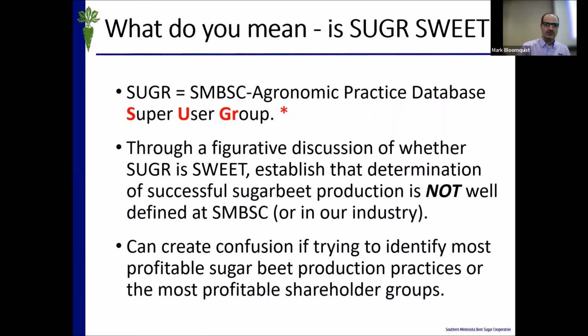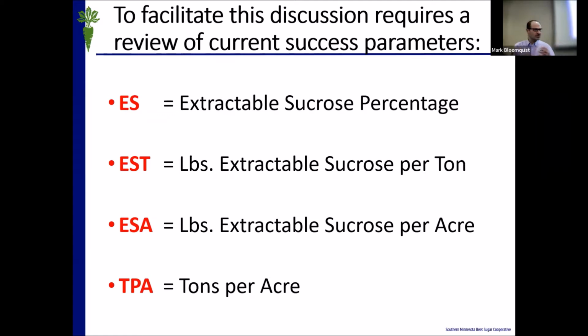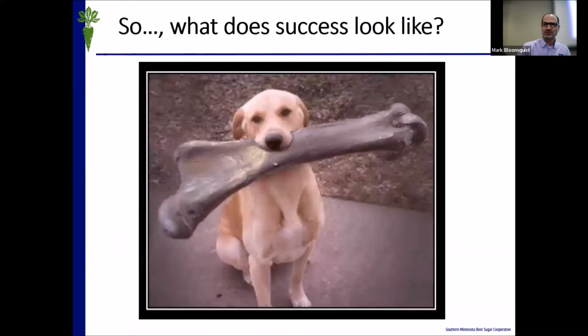So I'm going to be talking a lot about some of these acronyms, and I think most of you know them, but I just want to make sure, because I'm going to be using them interchangeably and fairly quickly. Extractable sucrose and extractable sucrose per ton are going to be abbreviated throughout my presentation as ES and EST. They're both quality parameters, right? ESA is pounds of extractable sucrose per acre, and TPA is tons per acre. Most of you know this. I just want to make sure, because we're going to be moving through those fairly quickly, and I can't pronounce them each time I use them.